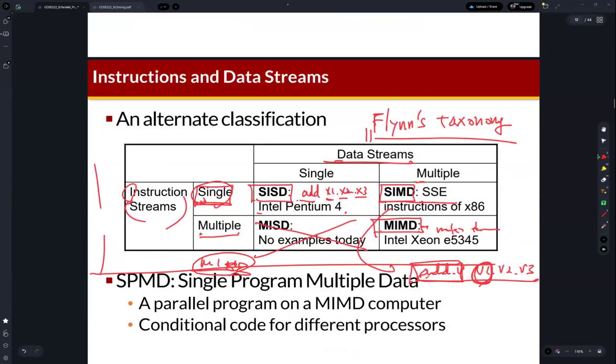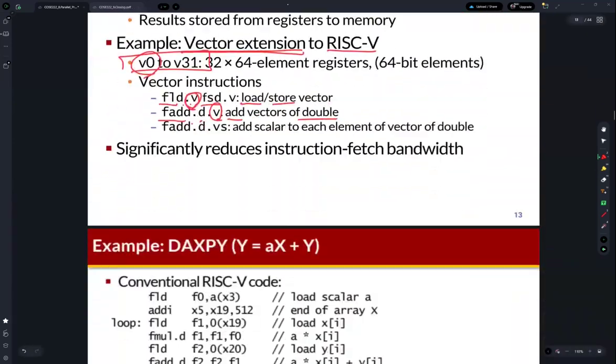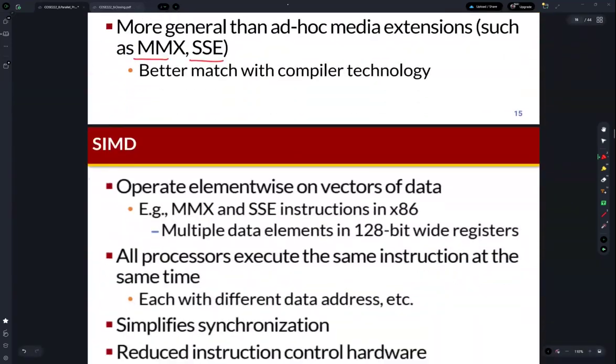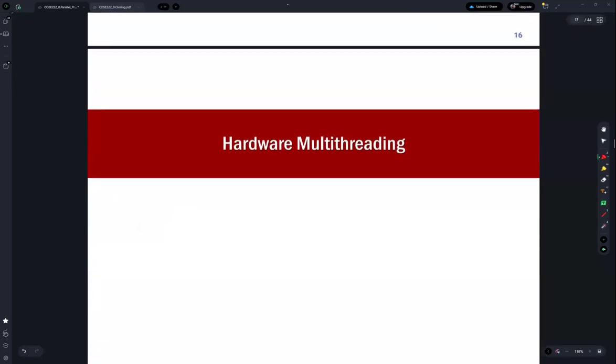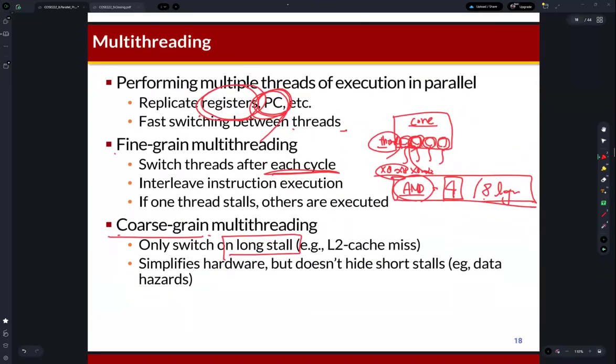Then I explained Flynn's taxonomy, where you can describe classes of CPUs using instruction streams and data streams. And then I briefly explained vector processors and hardware multi-threading. Hardware multi-threading means that we can run multiple threads concurrently in a single core. This is the end of this course.